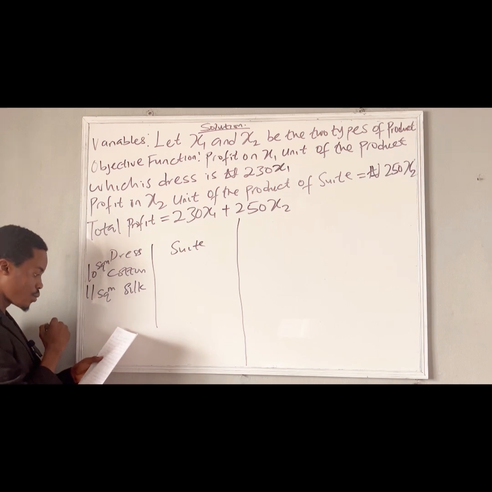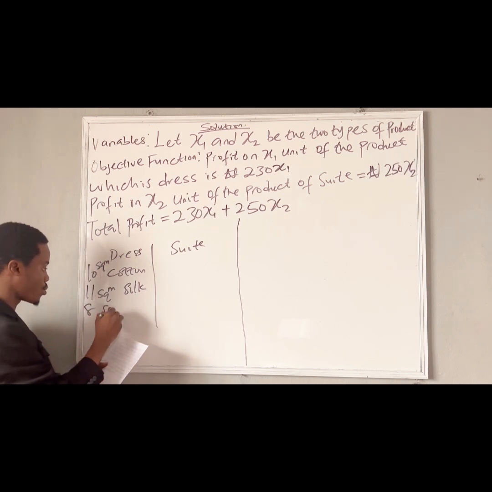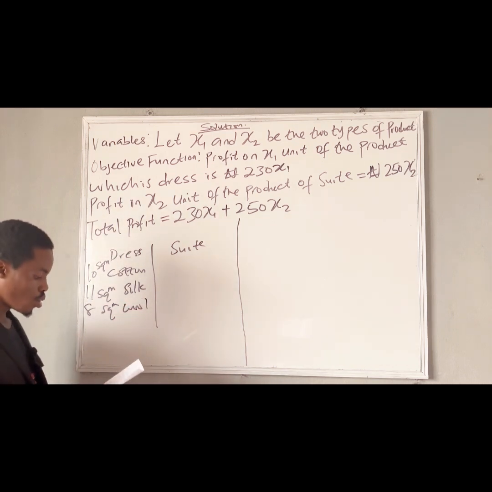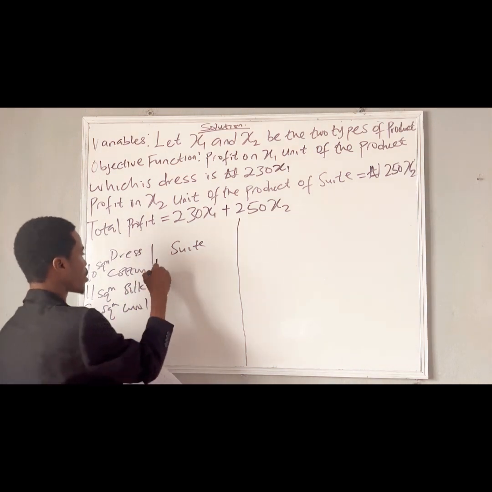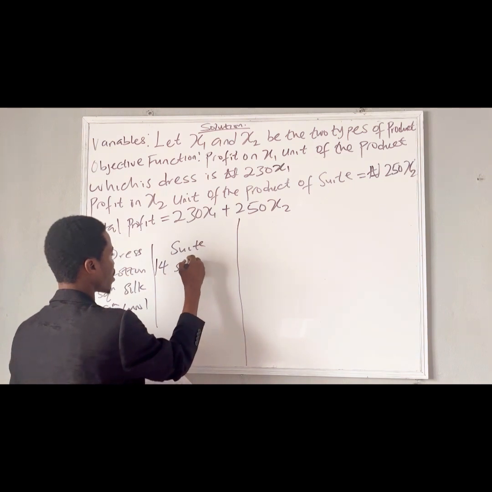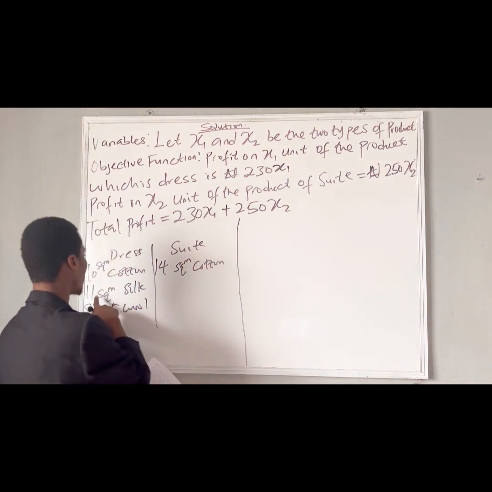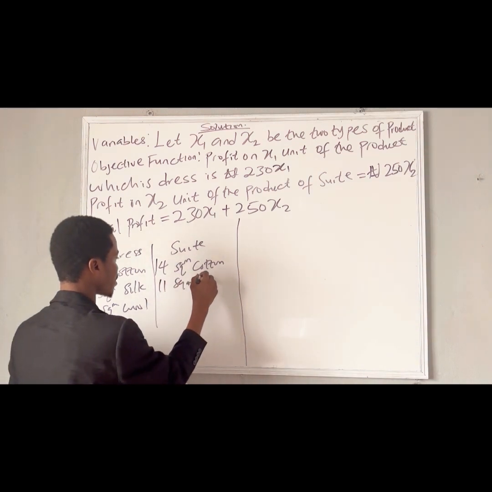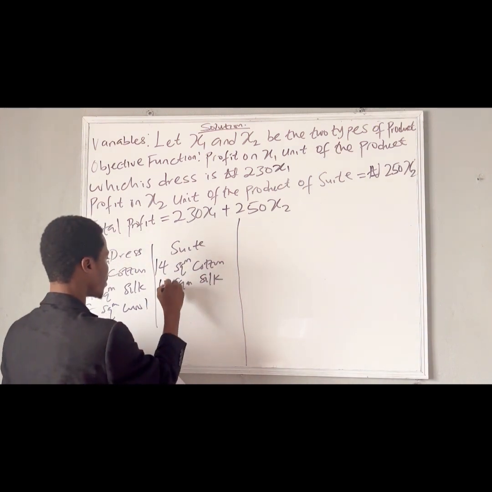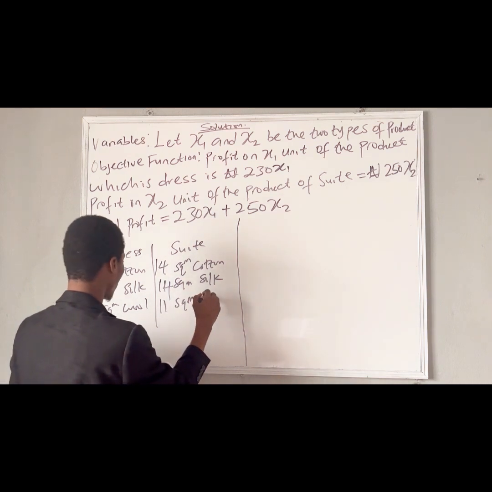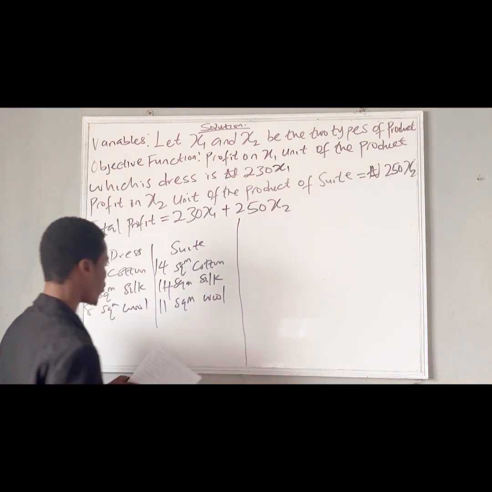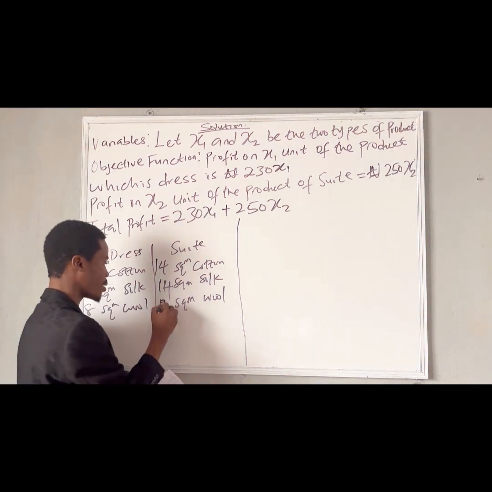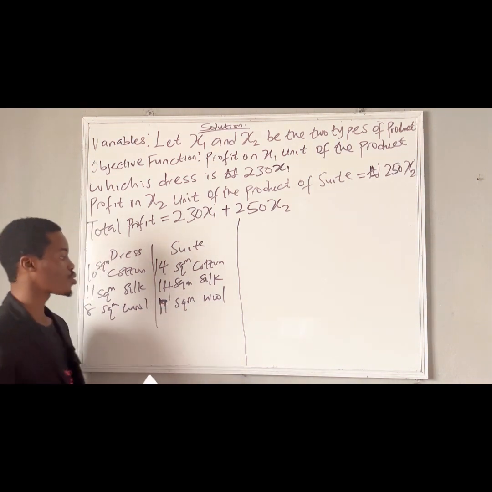Then we have 8 square meters of wool. On suit, what do we have? On suit, we have 14 square meters of cotton, then 11 square meters of zinc, then 19 square meters of wool.